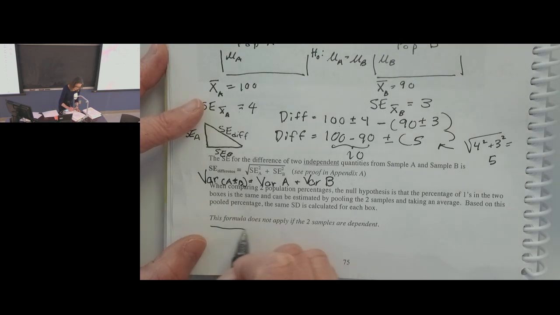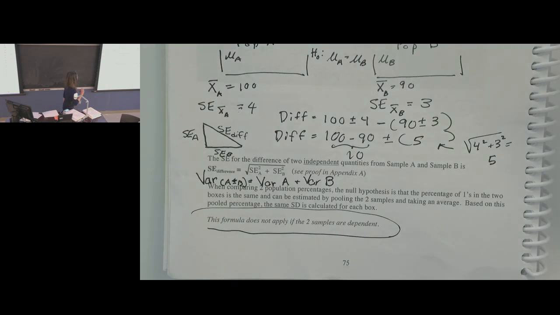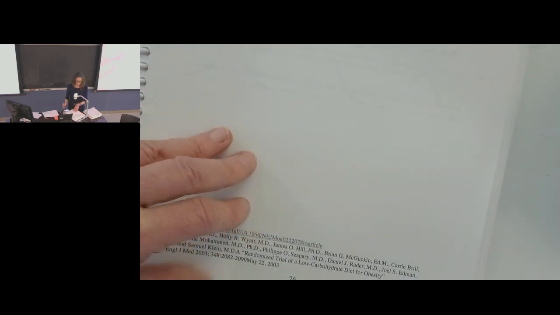Of course, it does not apply if the two samples are dependent. So now we can use that Pythagorean theorem to figure out the standard error for the difference, and it will just be the same thing we did before. So let's see how many more examples we do here. Okay. All right.